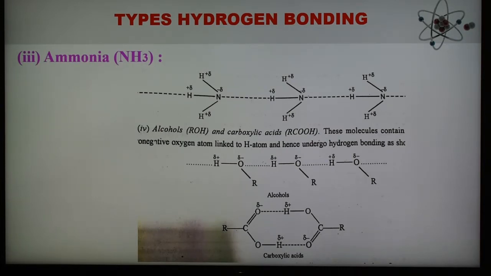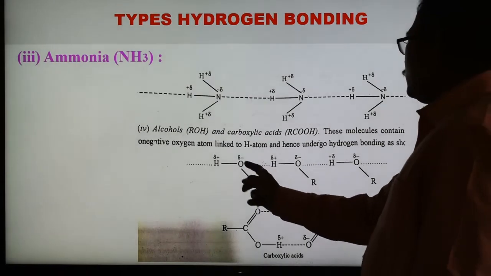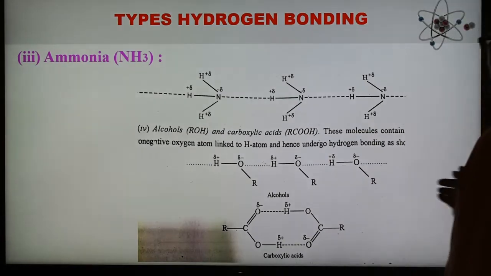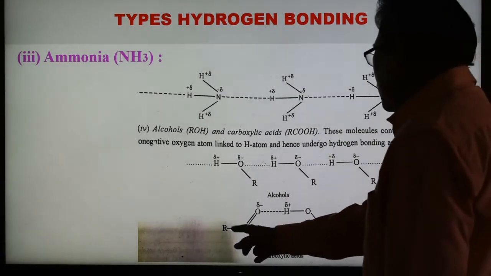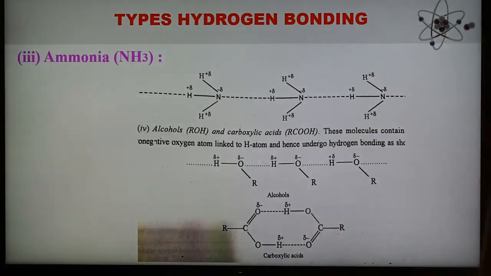The fourth example is alcohol, with the formula ROH, or RCOOH for carboxylic acid. These molecules contain the highly electronegative oxygen atom linked to the hydrogen atom, and therefore undergo hydrogen bonding, which is shown here. This is alcohol, and this is the ROH second molecule, with oxygen and hydrogen forming this bond. Similarly, in this way, there is association of the molecules. This is RCOOH, and this is another RCOOH, forming the hydrogen bond in the case of carboxylic acid. So these are the examples of intermolecular hydrogen bonding.